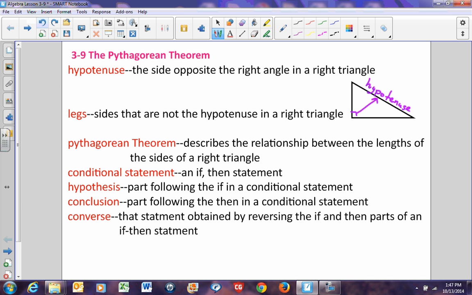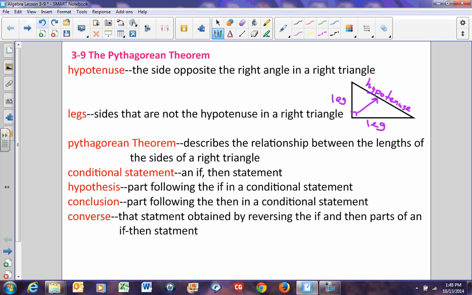The other two sides of the triangle are aptly named legs. This is a leg and this is a leg. Sometimes one is shorter than the other, sometimes they're the same length, so you can call one a shorter leg and one a longer leg, or you can just call them legs. The Pythagorean theorem describes the relationship between the lengths of the sides of a right triangle. Okay? And we'll get into more detail about what that is in just a minute or two.